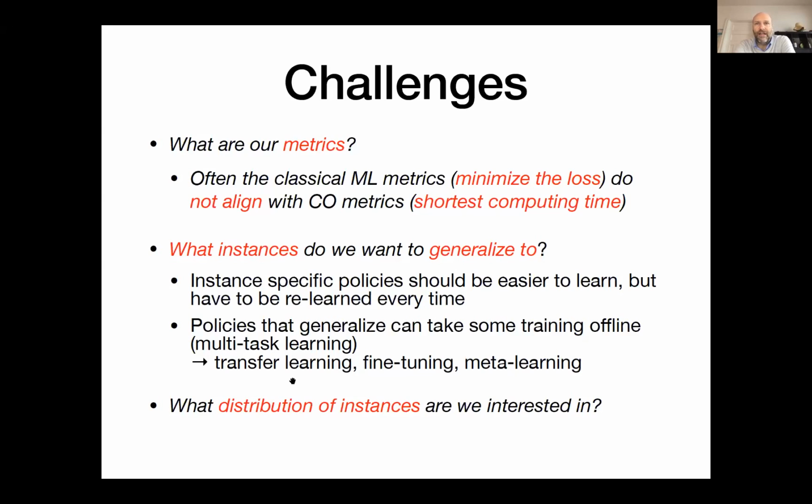So transfer learning, fine tuning, and meta learning are things that definitely are on the map in order to do this better and better. And for example, for the specific case of learning to branch, this first step has been given recently in a few papers.